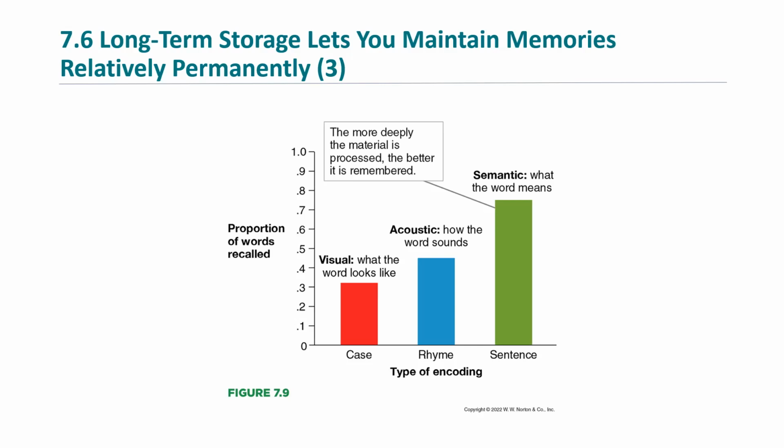So remember, they all saw the same words for the same length of time, but they just thought about them differently. And you can see the results, the proportion of words recalled. The semantic group recalled significantly more words than the acoustic or the visual group. The acoustic group was significantly higher than the visual group, which did the worst. And you can see there's a significant difference between these proportions. Like it goes from like 30% in the case group up to about 45% in the rhyming group, and then up to about 75% in the sentence group.